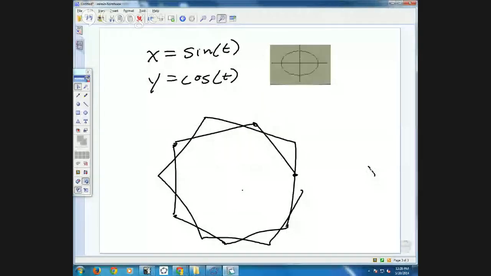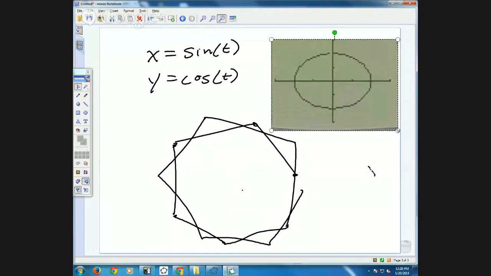Now mine doesn't look like a circle. What the heck's wrong with that? Is this how you change it? Your window is not equal. Yeah, my x and y are not set proportionally. So I have it 1.5 longer than it is tall on this particular window.